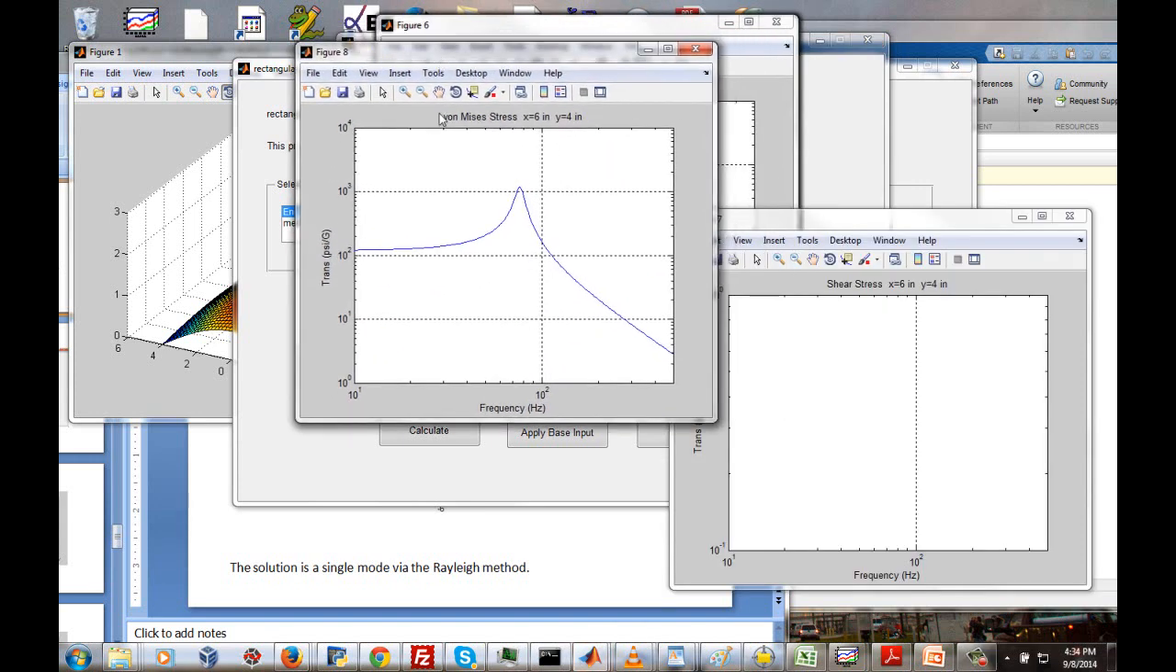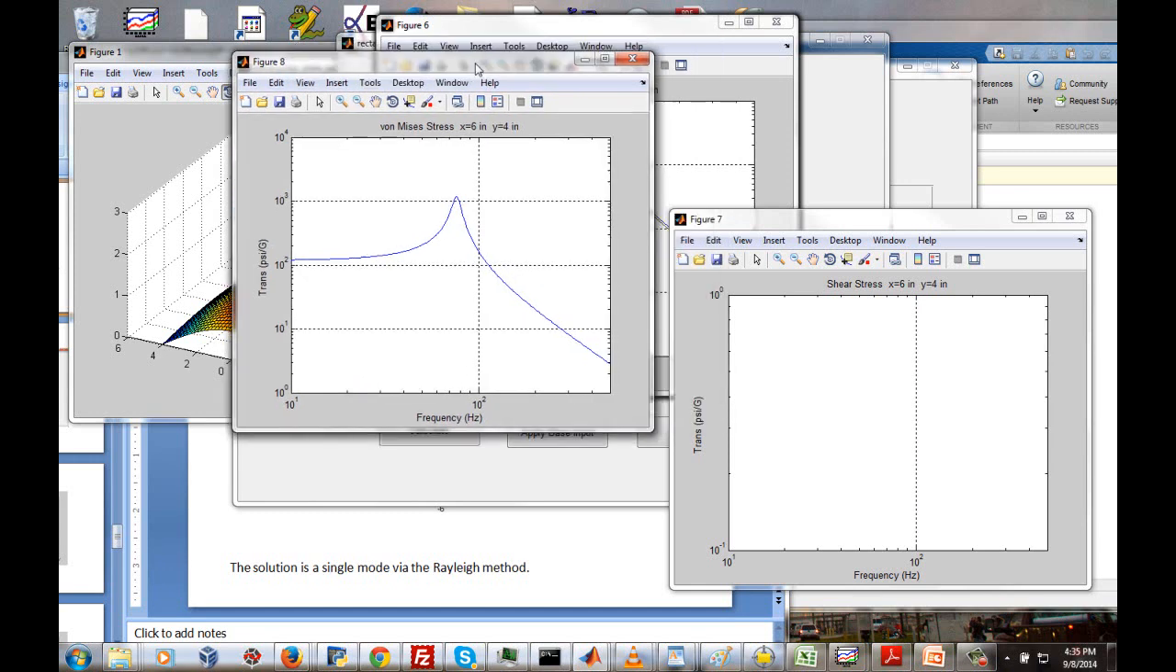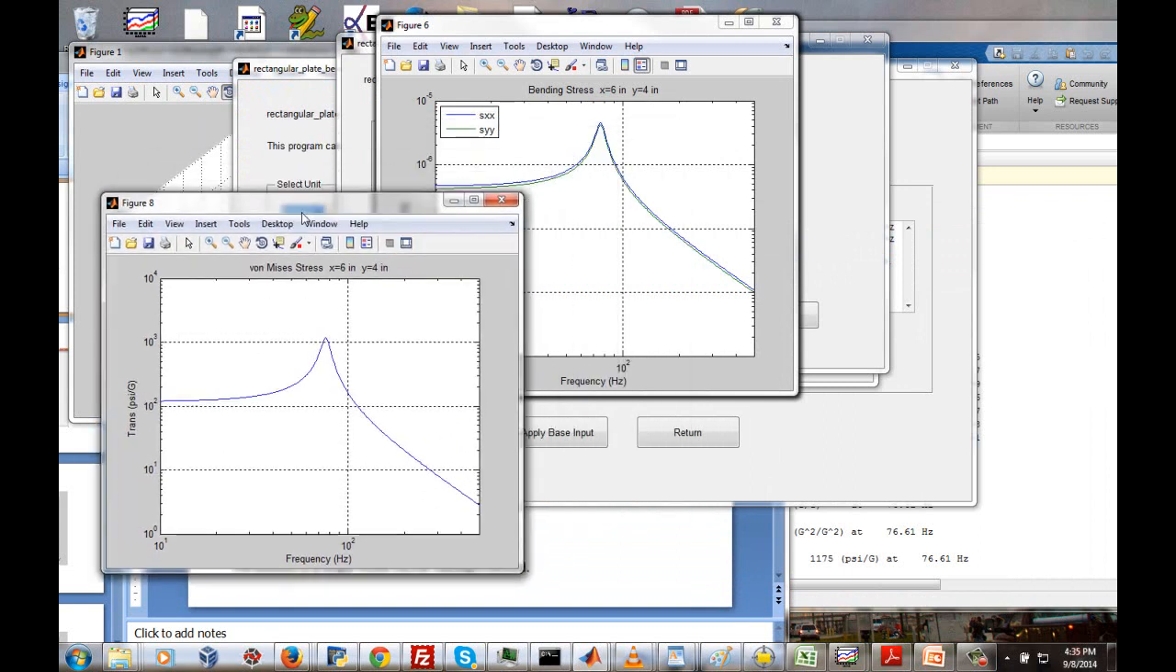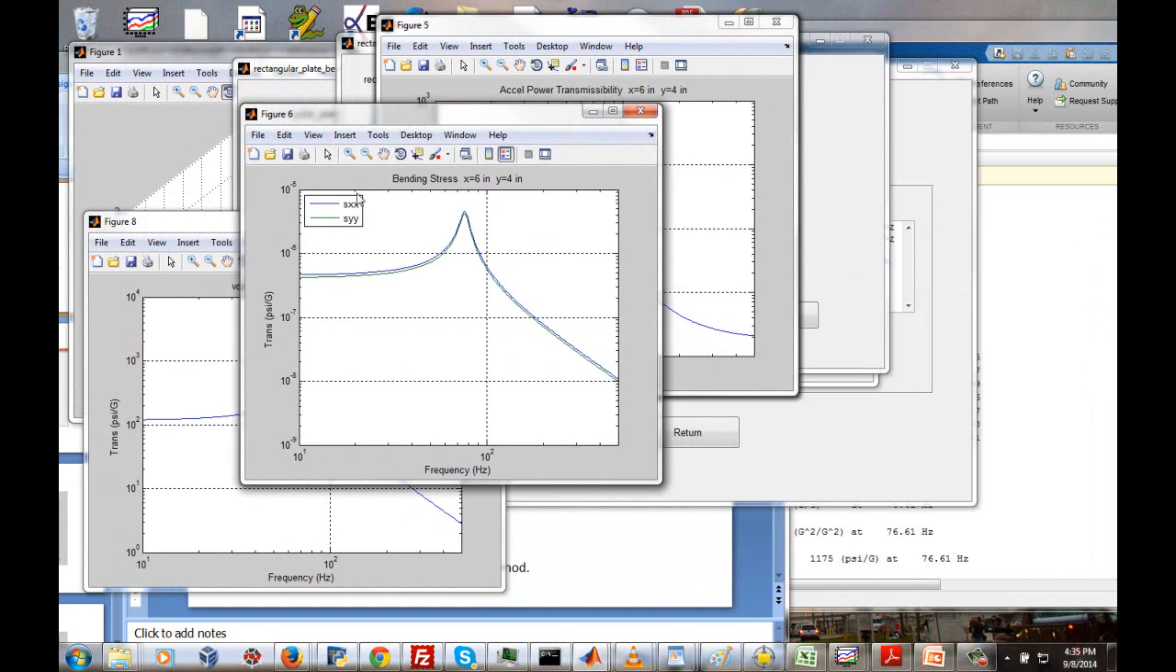So here's von Mises stress due to the fundamental mode at about 76 hertz. This is the transmissibility, PSI, which is the stress, divided by the base input G versus frequency in hertz. Shear stress is 0 at the center of that plate. Then the bending stress, the SXX and SYY components. So those get fed into the von Mises stress calculation.